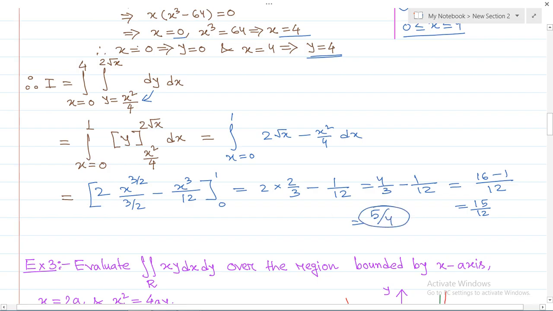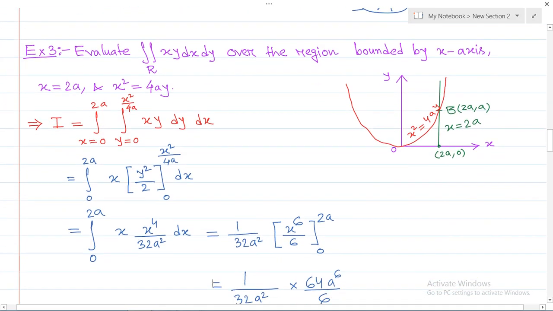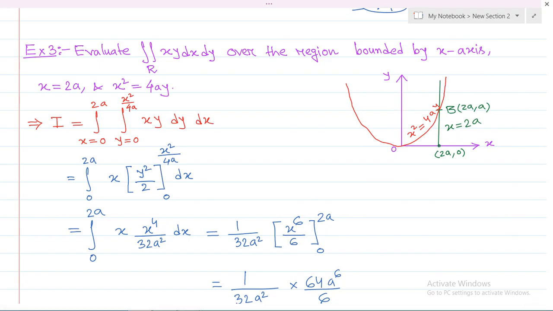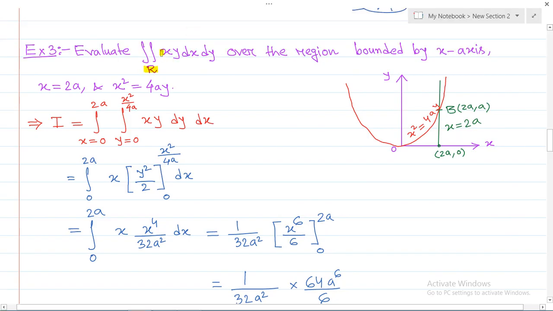Okay. Now let us come to another example. A similar type of example we are having here. Let us evaluate the double integration over the region R, x into y dx dy, which is bounded by the x-axis, x equals 2a, and x square equal to 4ay.